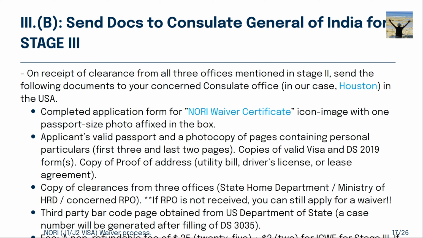MHRD. So that's why I have mentioned here, if RPO is not received, you can still apply for a waiver. Means if let's say your original passport clearance has not been received yet, you can still apply, and they can gather data from the passport office. It's okay. And the third party barcode page will generate with the 3035 form. Once you take a printout, one page will be particularly for sending to the Indian consulate.